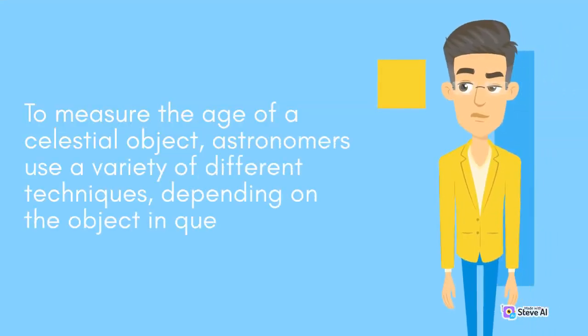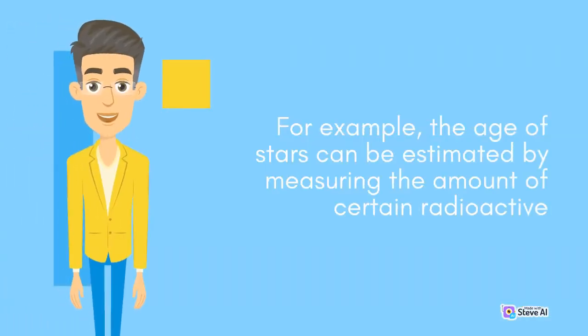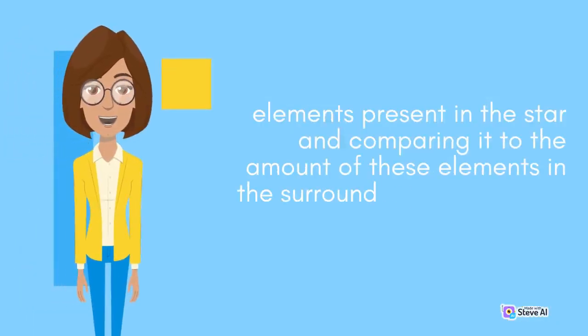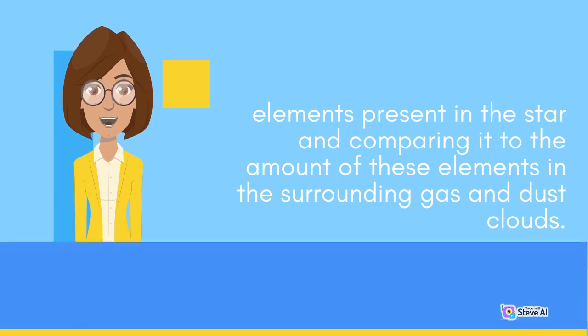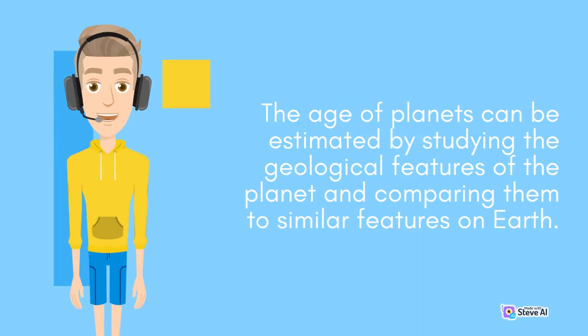To measure the age of a celestial object, astronomers use a variety of different techniques, depending on the object in question. For example, the age of stars can be estimated by measuring the amount of certain radioactive elements present in the star and comparing it to the amount of these elements in the surrounding gas and dust clouds. The age of planets can be estimated by studying the geological features of the planet and comparing them to similar features on Earth.